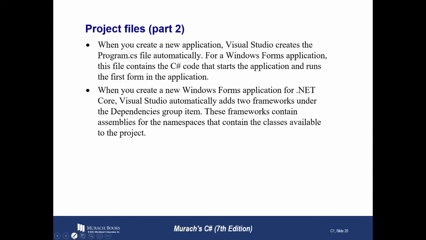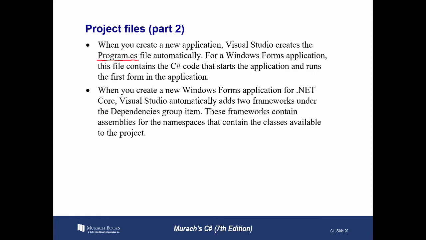And let's see if I can underline it with a pen. It is program.cs. Okay, that gets created automatically when you generate a brand new project. It's a Windows form application. The file contains the C# code that starts the application and runs the first form in the application. This is a very, very important form. And at some point, when we start creating splash pages and stuff like that, we'll go in and actually manipulate this program.cs file a little bit.